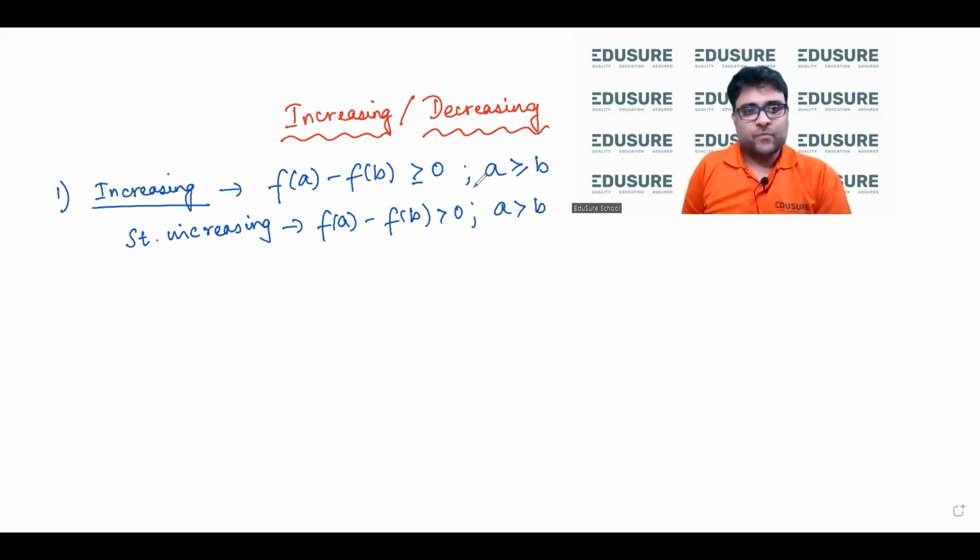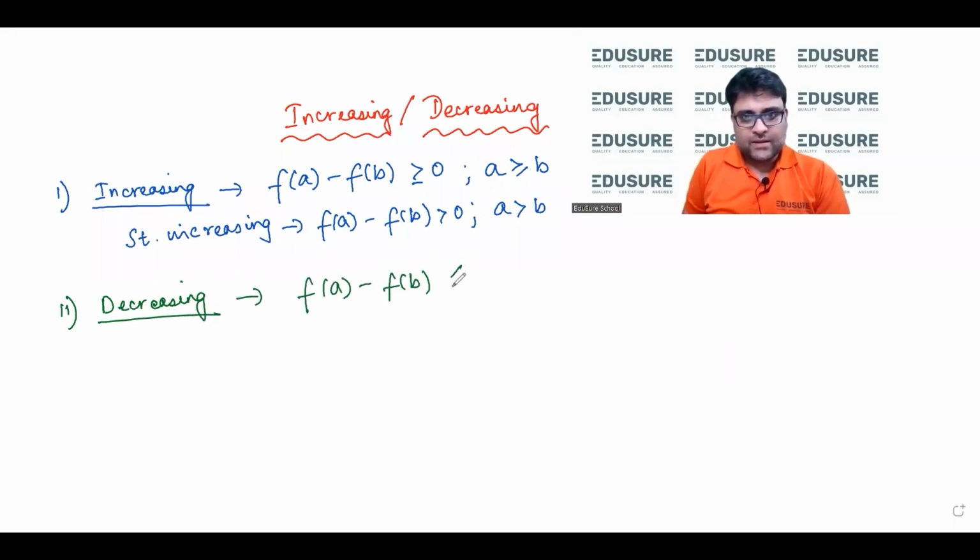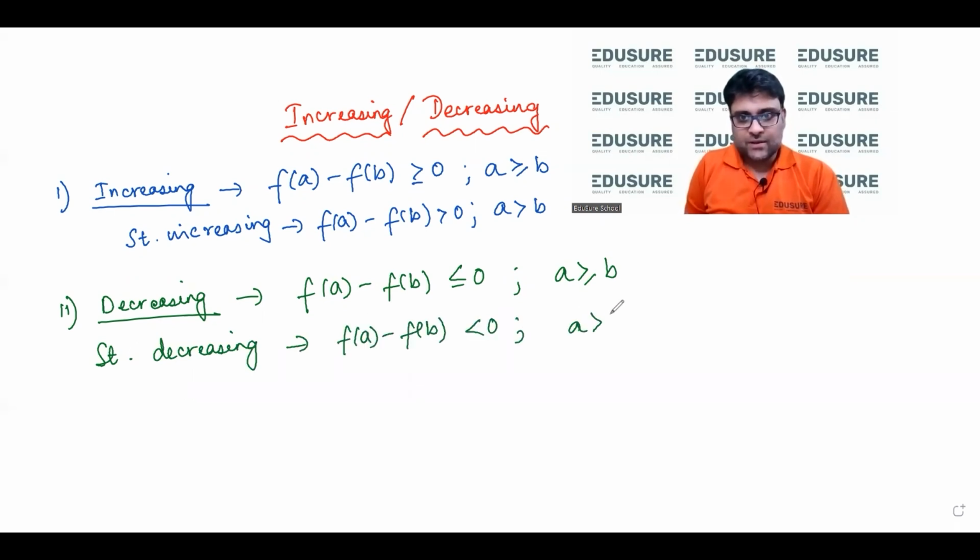Similarly, we have the definition of a decreasing function. f(a) minus f(b) less than or equal to 0 when a is greater than or equal to b. Strictly decreasing is f(a) minus f(b) negative when a is greater than b.